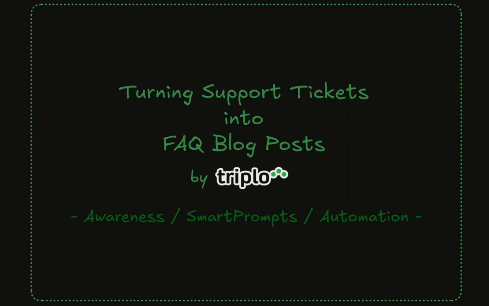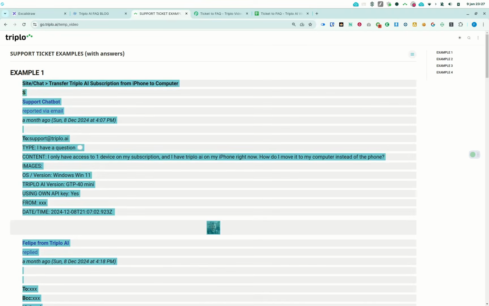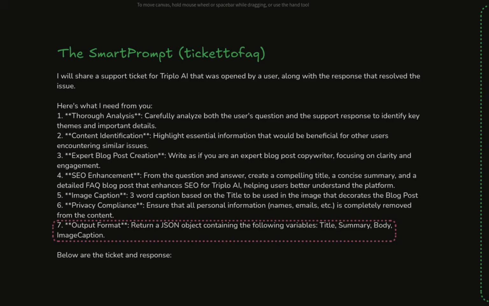So let me just do a quick recap. The whole idea here is to recycle support tickets into blog posts. And for that, I'm using awareness to capture the content of the tickets, then a smart prompt to process it into a blog post in a structured manner. It delivers a JSON containing the title, summary, body, image caption, and I could put many more variables here.